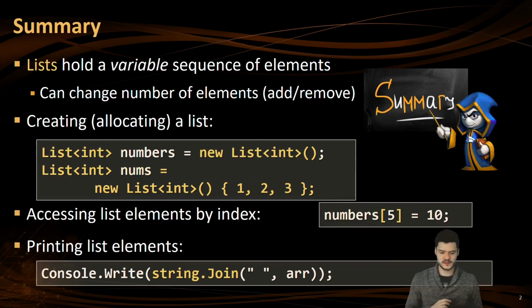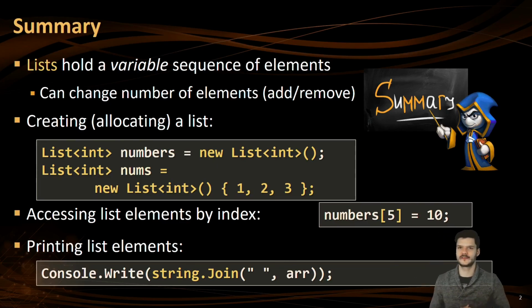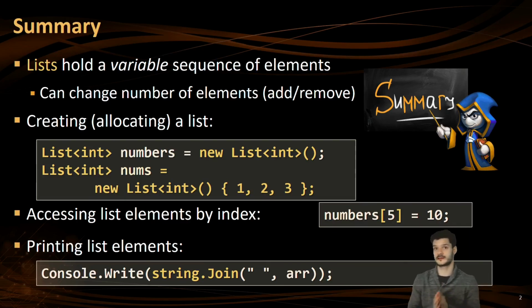There is a difference in how we create and allocate a list, but it's just a formal thing. It's a language-connected thing. Also, how we access elements in a list is the same as accessing elements in an array, right? Printing lists is the same thing as how we print arrays, right? So we can use string.join. This is the easiest and cleanest way, yeah.